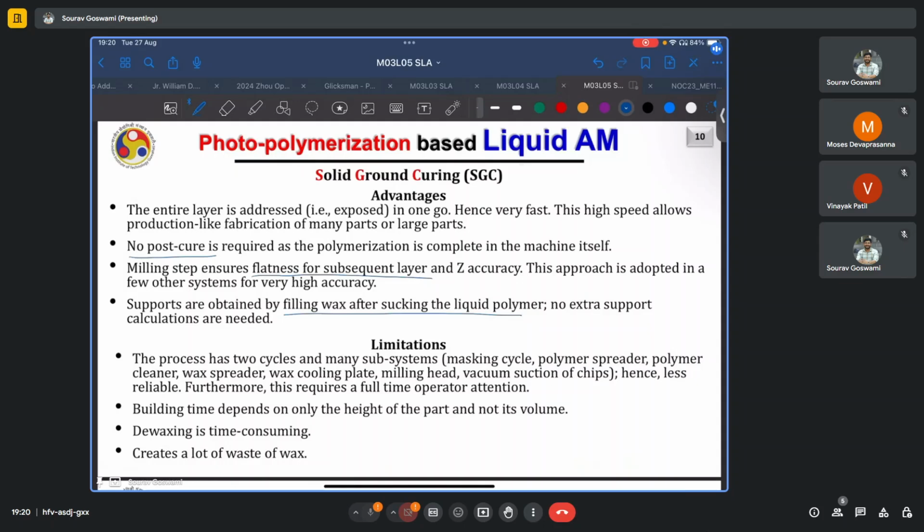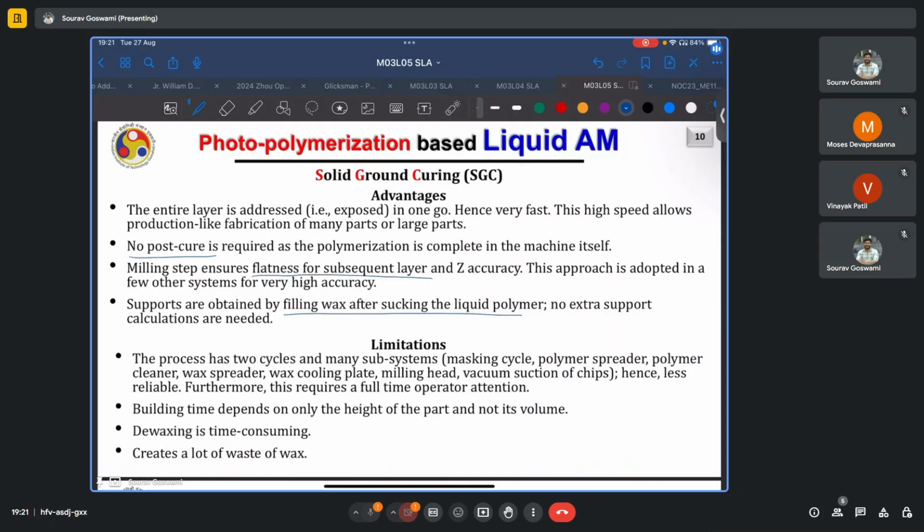Some of the limitations are that the process has two cycles and multiple subsystems, making it very complex. Hence, it is less reliable, as all of these individual subsystems may be prone to, say, malfunctions or being stood up, and that will interrupt the entire production cycle. Also, it requires full-time operator attention, as for example, if you let the liquid wax remain in the pipelines for long, it might simply freeze there, clogging the pipeline, which will stall production.